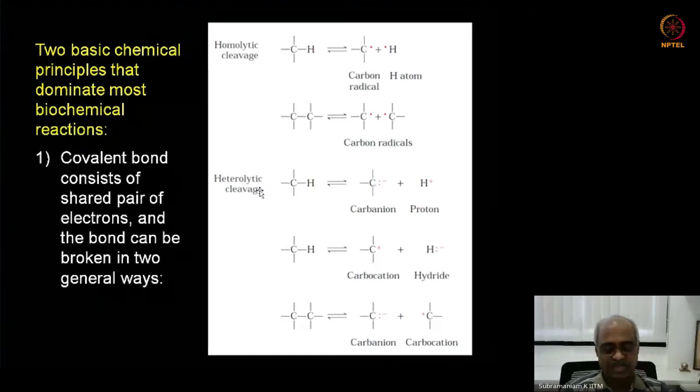So we understand what is a covalent bond and how the covalent bond can be cleaved. There are two ways of cleaving. One is homolytic, where both the atoms separate with one electron each, and heterolytic cleavage, where one atom gets both the electrons and the other one loses an electron. So this is one feature. It's very simple, right? You have learned this a long time ago.